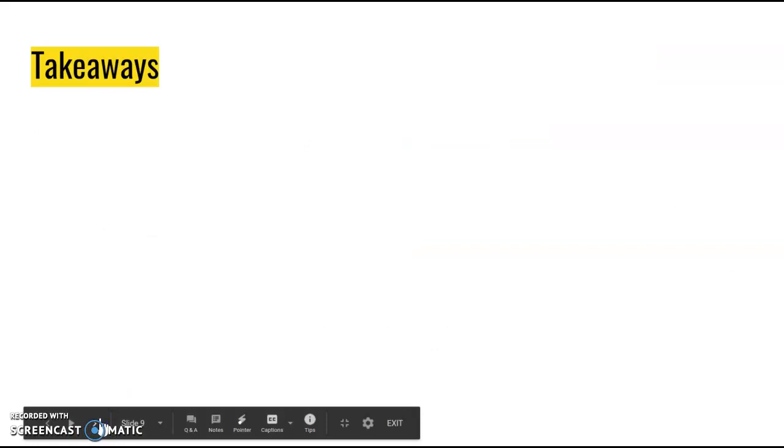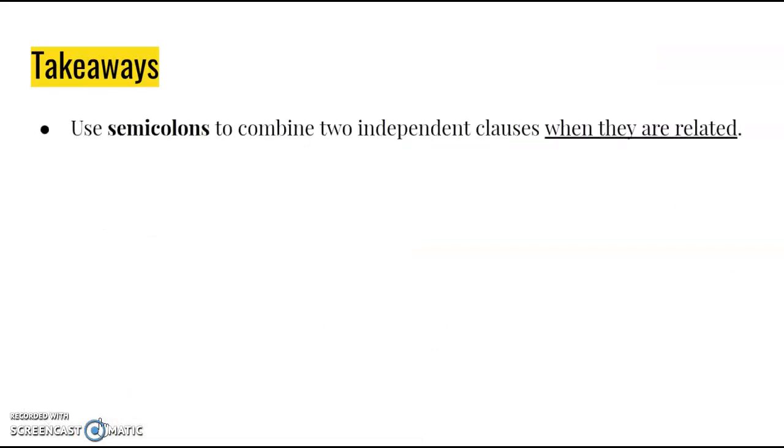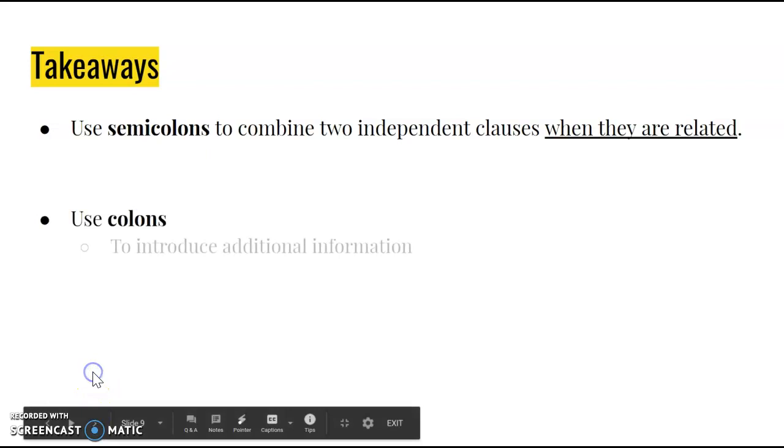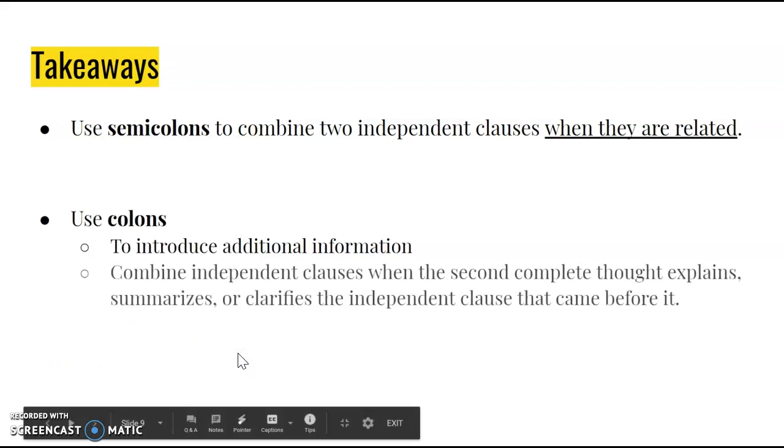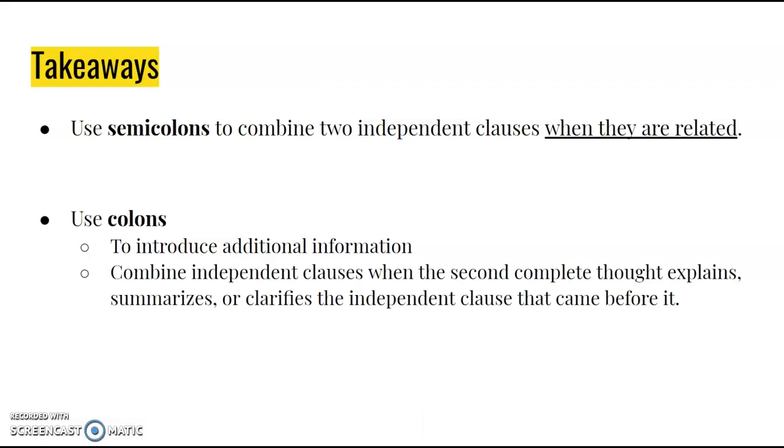So here are your takeaways from this lesson. One, use semicolons to combine two independent clauses when they are related. You may know that they're related if they use conjunctive adverbs like however, therefore, accordingly, etc. Two, use colons to introduce additional information like lists or important clarifying information, or to combine independent clauses when the second complete thought explains, summarizes, or clarifies the independent clause that came before it.